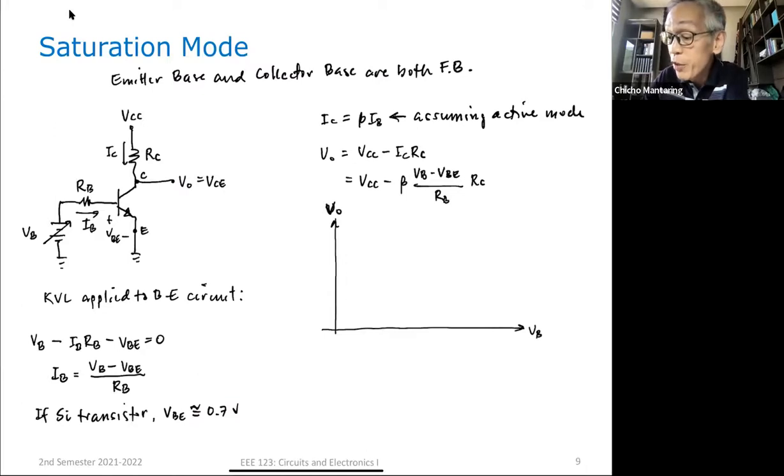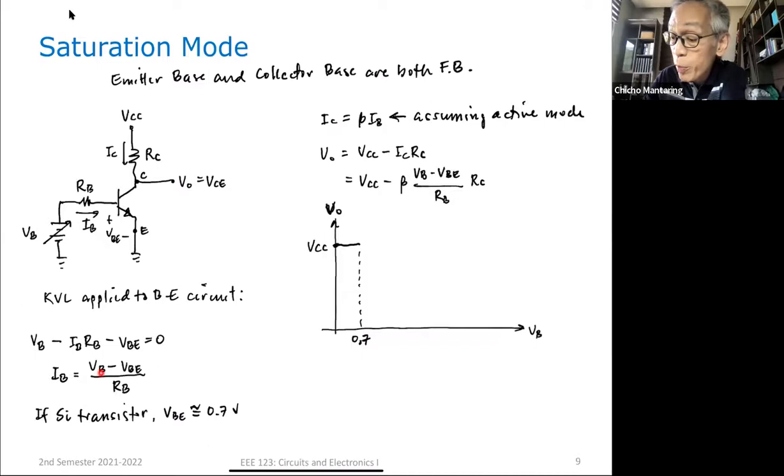So when V sub B is equal to 0, in essence, my I sub B will be equal to 0, and my output will be VCC, no? Because this is going to be 0. My output will be VCC. Okay. When will IB become not 0? No? So this is going to stay VCC until V sub B now gets to about 0.7.